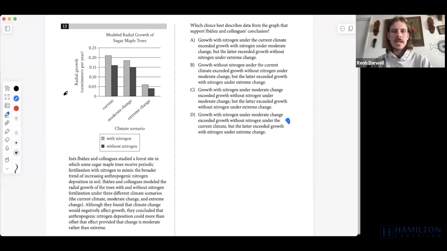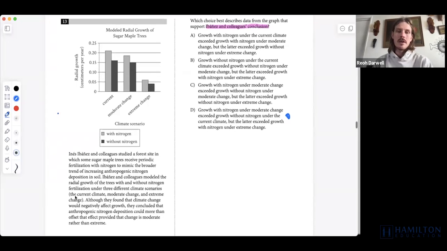All right, so question 13 is an example of a command of evidence qualitative question. So what we want to find, the most important thing for us to comprehend from this passage is Ibanez and the colleagues' conclusion. Once we have that, we can go to the graph and try to find something that links. All right, so they concluded that anthropogenic nitrogen deposition could more than offset the effect provided that change is moderate rather than extreme.